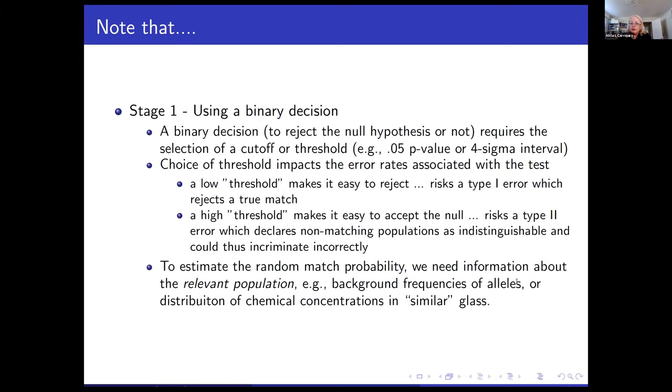So first I have to define the relevant population, and then I have to go and measure the chemical composition that I'm looking at in samples from that relevant population. Without that reference population, I cannot determine the random match probability. Now the problem, of course, and I don't have time to get into that, is how do I define the relevant population? This is called the reference class problem, and it's not an easy problem to address.